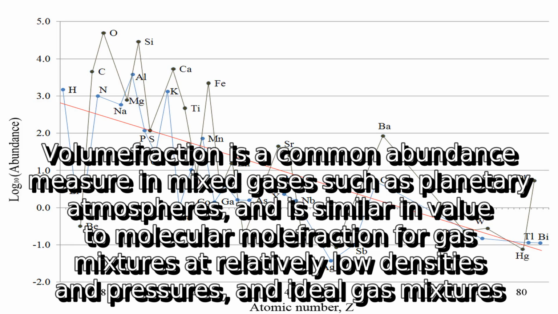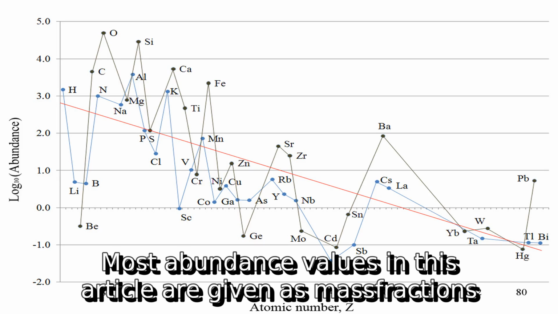Volume fraction is a common abundance measure in mixed gases such as planetary atmospheres, and is similar in value to molecular molar fraction for gas mixtures at relatively low densities and pressures, and ideal gas mixtures. Most abundance values in this article are given as mass fractions.